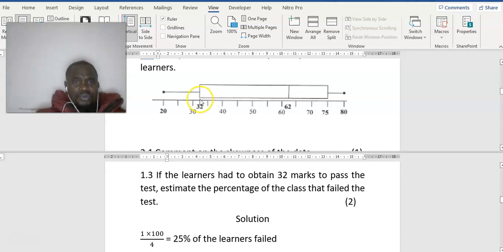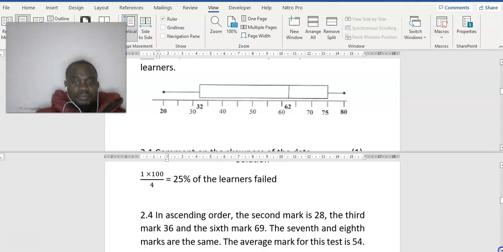So all those people who fall below, that is from here, are the ones that fail, because if the learner had to obtain 32 marks to pass the test, all those people who are here have failed. These people have passed. So here, estimate the percentage of the class. This side is 1 over 4, this side is 1 over 2, which is the median, and this side is what? 3 over 4. So here is going to be 1 over 4 times 100, which is going to give us 25%.